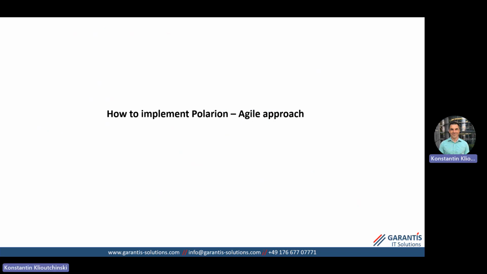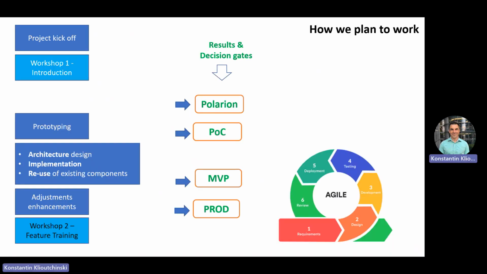So how to implement Polarion? If you want to start your Aerospace project, you need a plan not only related to the Aerospace industry, you need a plan related to how you will roll out Polarion, how you will put the features and functionality into practice and get your team working in the correct way. We usually use an Agile approach. There is a project kickoff. You can see it on the left side at the top.